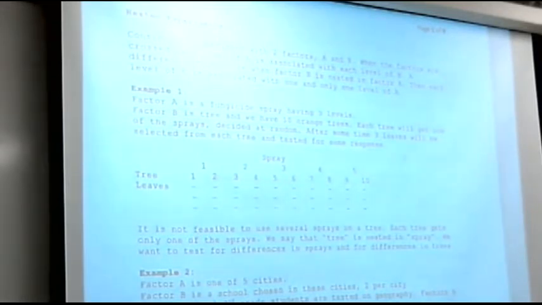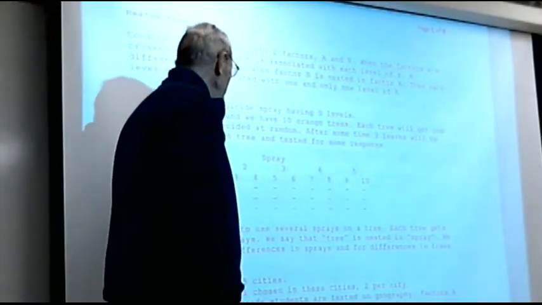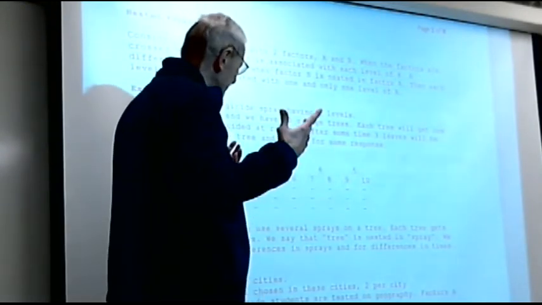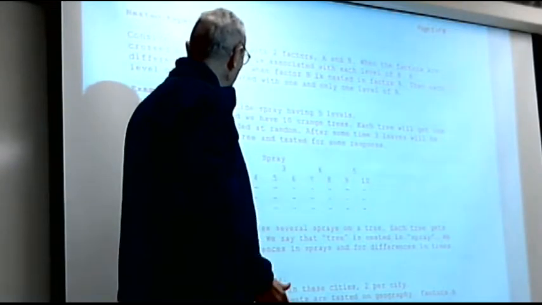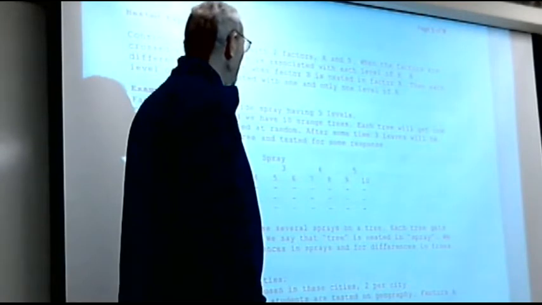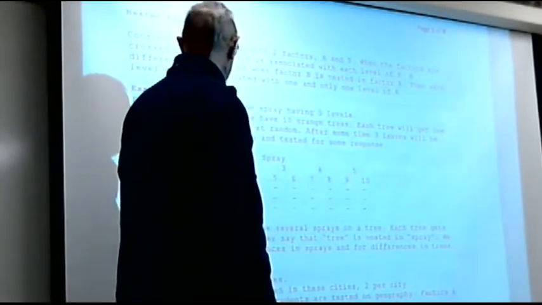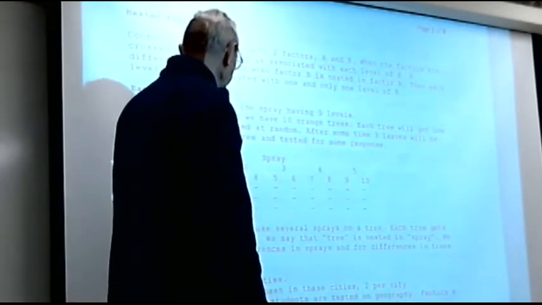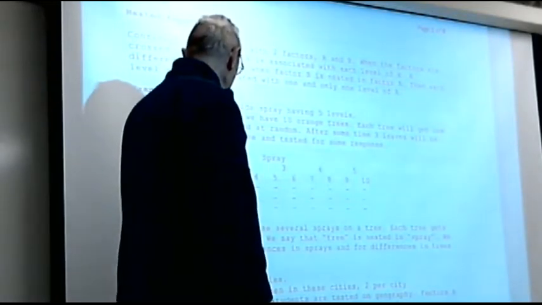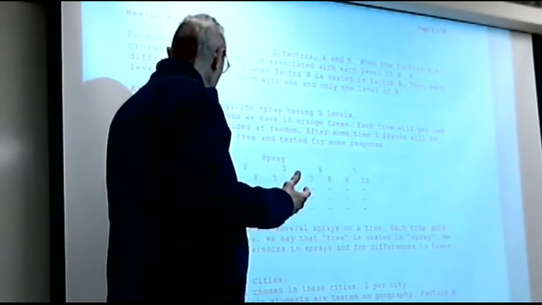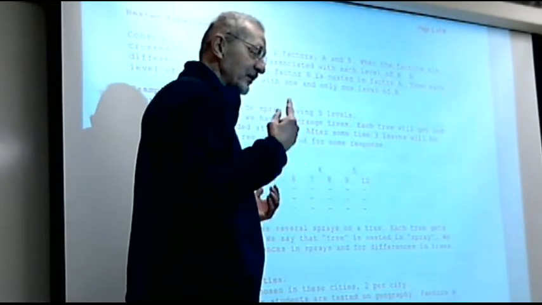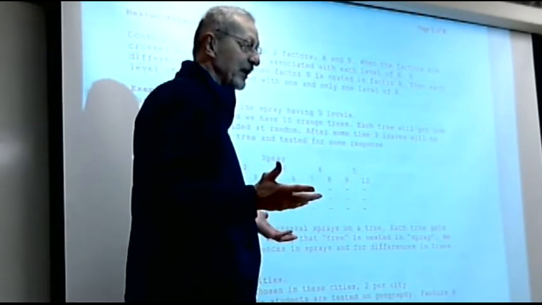Here, the spray for the trees would be factor A. We have 5 levels of factor A. We want to spray some trees with these different sprays and see what happens as far as whatever we're measuring. You have to have some trees, and you can only spray a tree with one of the sprays. You can't spray a tree with all 5 sprays.